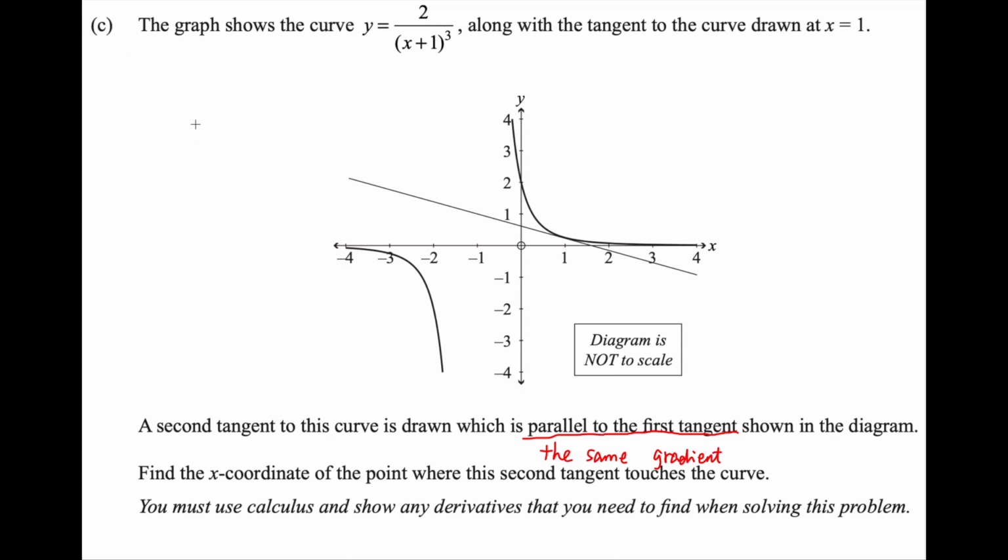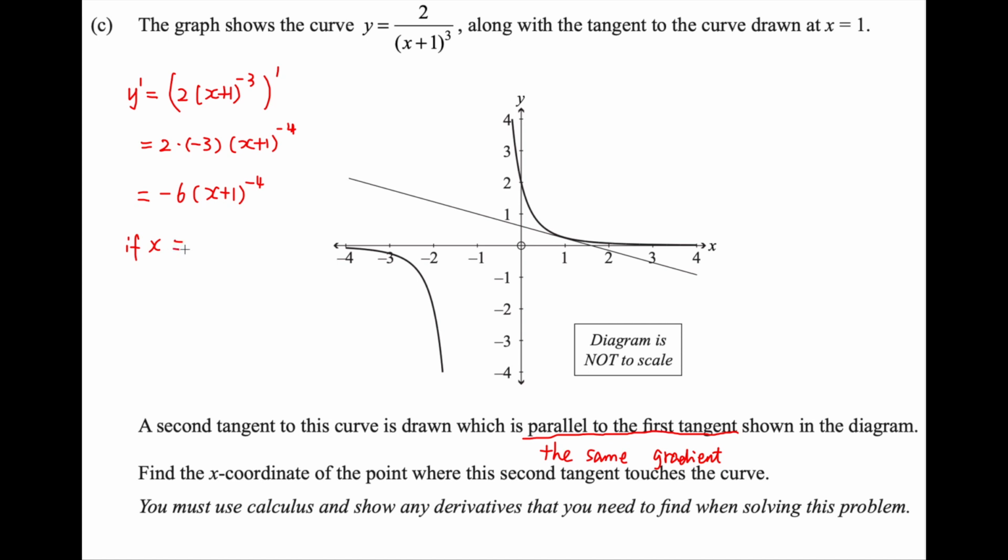So first, we need to figure out what's the gradient of the first tangent to the curve at x equals 1. So differentiate 2 over (x plus 1) to the power 3. You can use the quotient rule or you can rewrite it as 2(x plus 1) to the power negative 3 and then differentiate using chain rule. 2, keep it, (x plus 1) to the power negative 3, we need to take out negative 3 and then take 1 from the original power, negative 3 minus 1 equals negative 4. And then times the derivative inside the bracket, x plus 1, the derivative equals 1, so we can omit. So the final result is negative 6 (x plus 1) to the power negative 4.